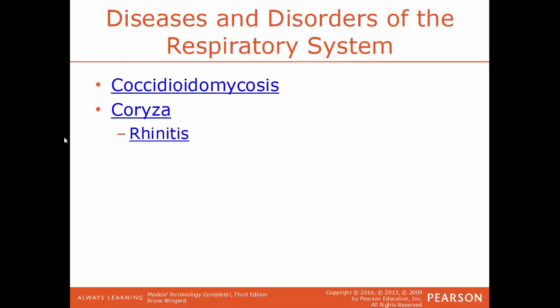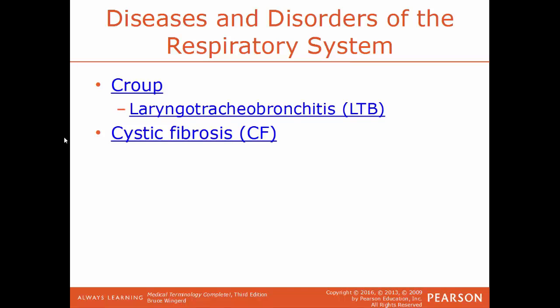But coryza is more commonly known as a head cold, and rhinitis is a more common name for hay fever. The next term, croup, is something that's associated with children. It's an infection of the larynx and the trachea, which will cause difficulty in breathing and swallowing. And a good indicator of a child having the croup is when they cough, it sounds like a very loud barking sound. And it often gets worse at night. And then when a child will cry, it makes the cough worse.